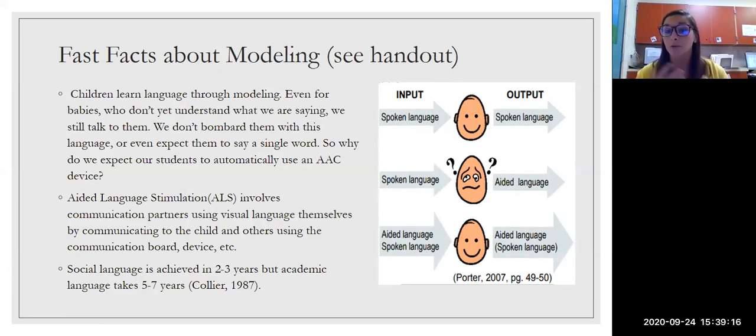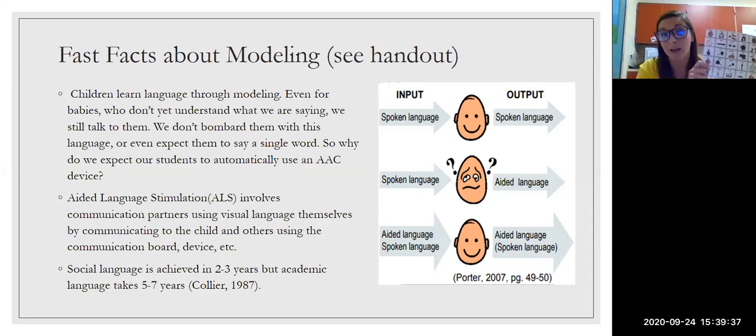So why, when we're giving a student a brand new language and they're learning from the beginning, from scratch, do we expect them to automatically start touching these pictures or start saying words or start using this device immediately?